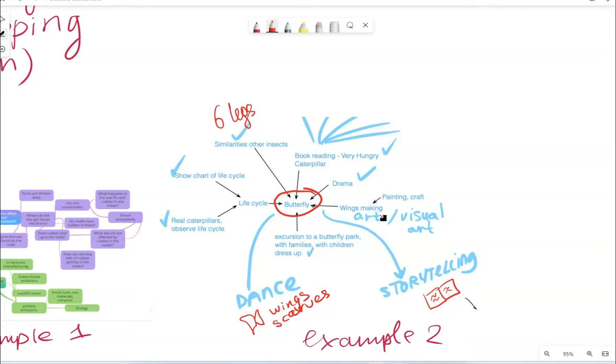To this butterfly inquiry, you can add inquiry about their life cycle, show a chart of the life cycle, or have a puzzle, or play it out through dramatic acting out, or watch real caterpillars, and that's why I will add a magnifying glass here, and observe their life cycle outside. So this is an example of a mind map that someone else created.